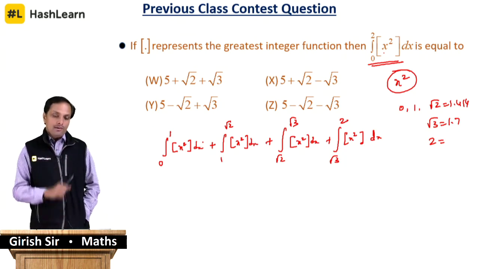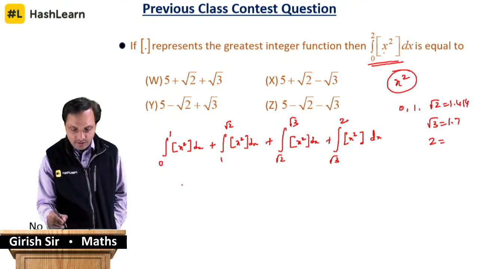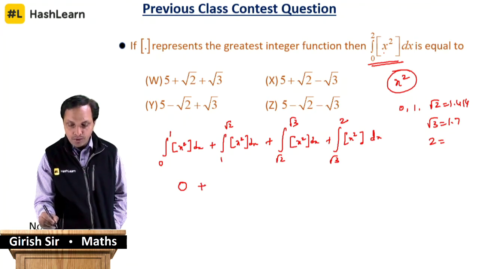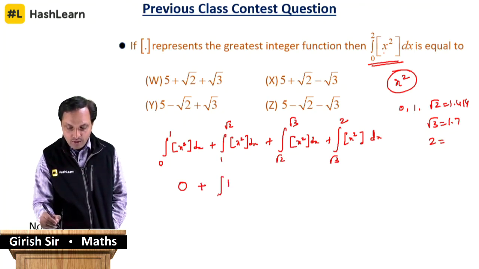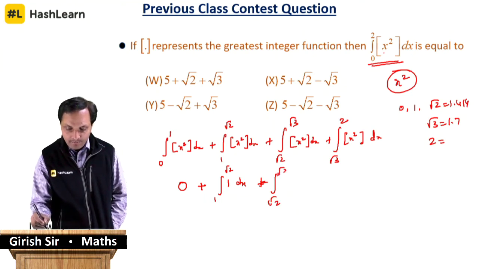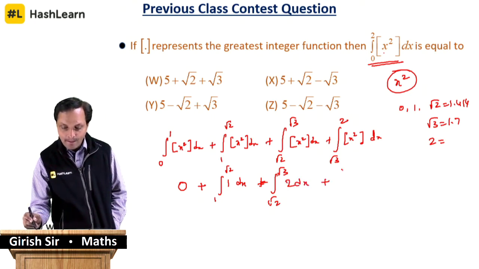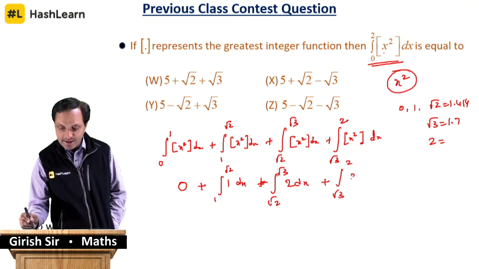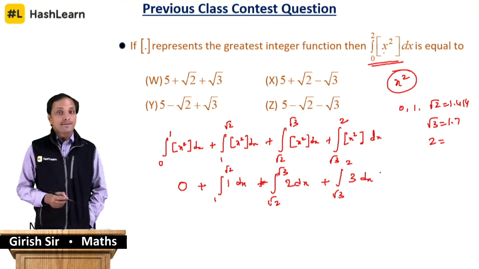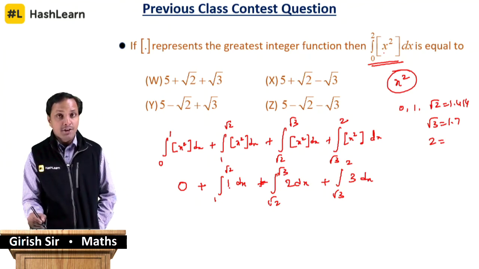Now let us see here. From 0 to 1 the greatest integer part is 0, so that becomes 0. From 1 to √2 the greatest integer part will become 1, so we integrate 1. From √2 to √3 the greatest integer is 2, since √2 square is 2, so it becomes 2 dx. From √3 to 2 the greatest integer is 3 dx, since √3 square is 3.